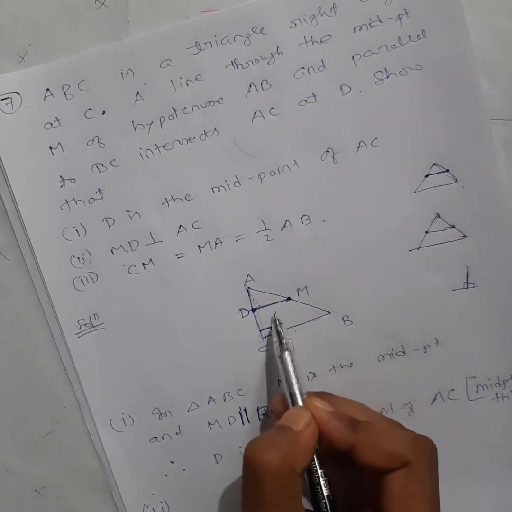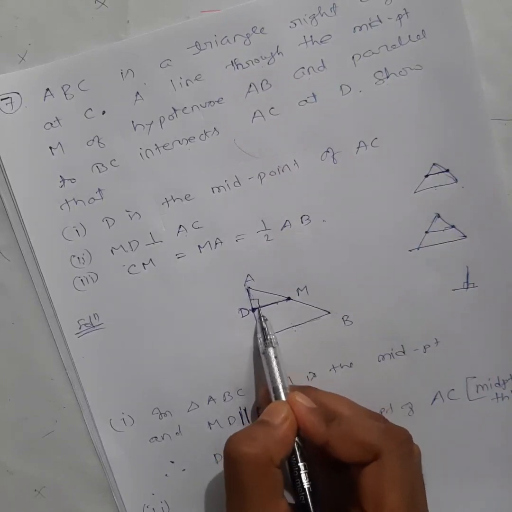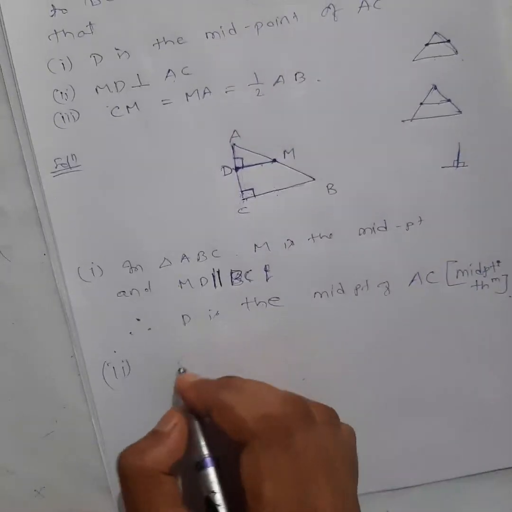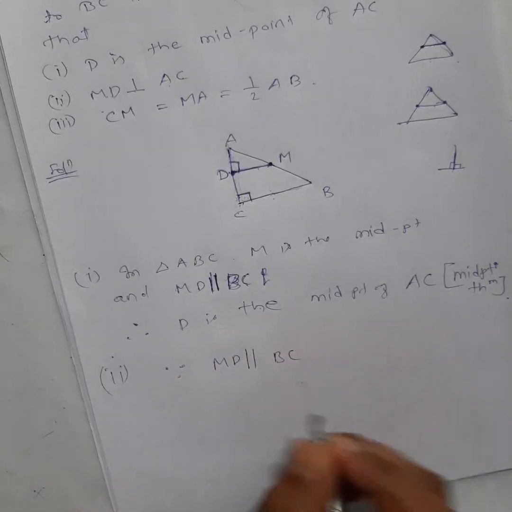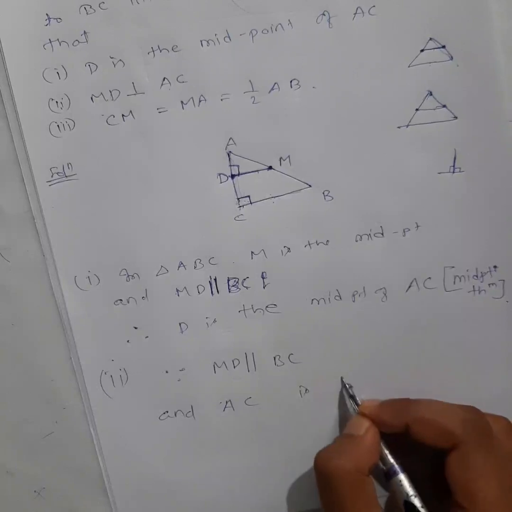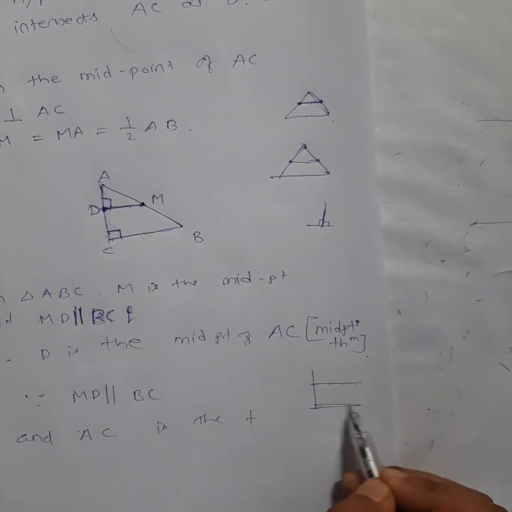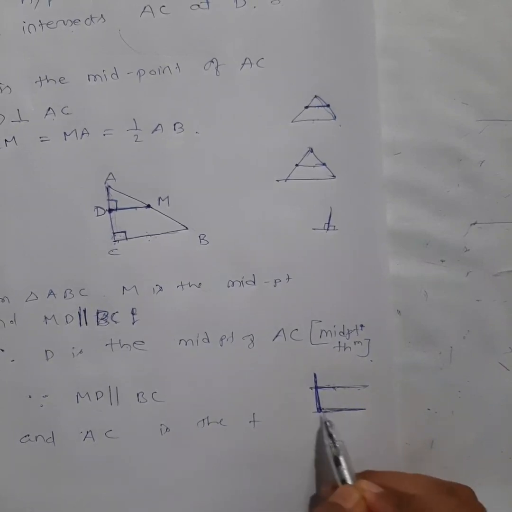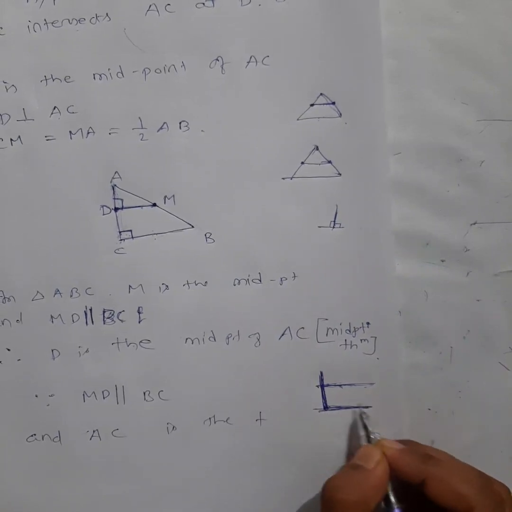You don't have to show anything. You can see this line and this line are parallel, given. This is 90 degrees, so corresponding angles, you know, are always equal. So what will I write? Since MD is parallel to BC, AC is the transversal. I hope you can understand, so let me draw a separate diagram. This is parallel, it's given, and this is the transversal. The line which intersects or cuts the parallel lines is called a transversal. So this line will be the transversal of these parallel lines.